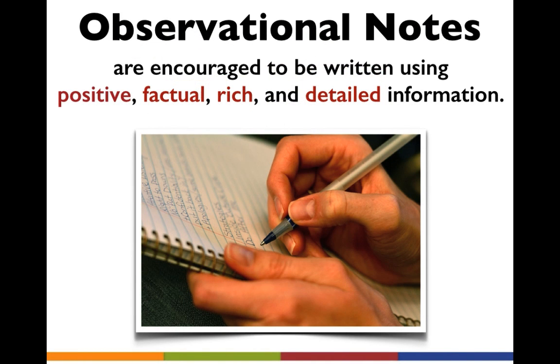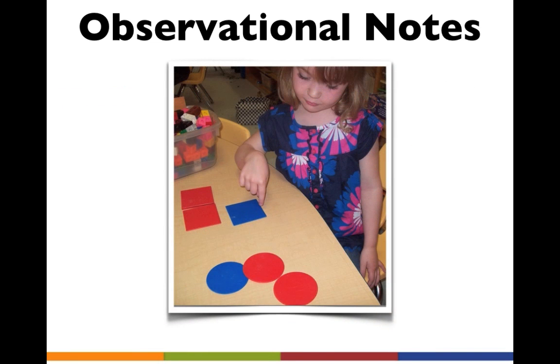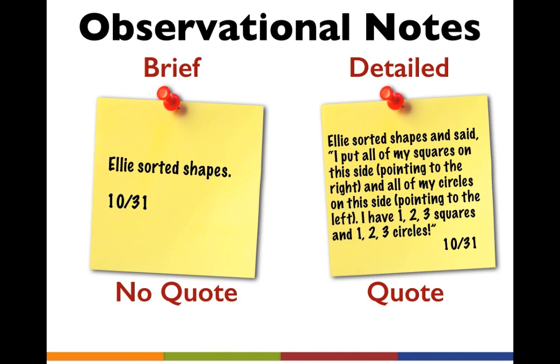Observational notes should be written using positive, factual, rich, and detailed information. The more richly notes are written, the more assessment indicators teachers will be able to link to the notes. Looking at this picture of Ellie, you would probably say that Ellie sorted by shape. That would be correct. However, writing a more detailed note that includes a quote from Ellie would allow a teacher to find out more about what Ellie knows and can do. The note on the right shows us that Ellie can sort, count, identify shapes, speak clearly, show self-confidence, and more.